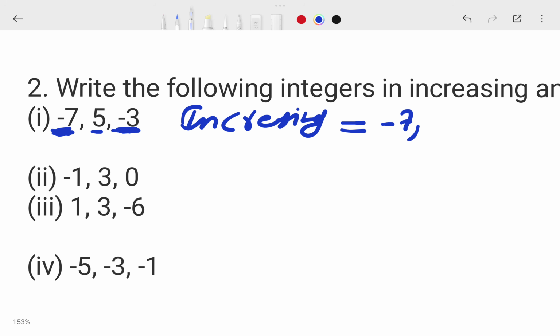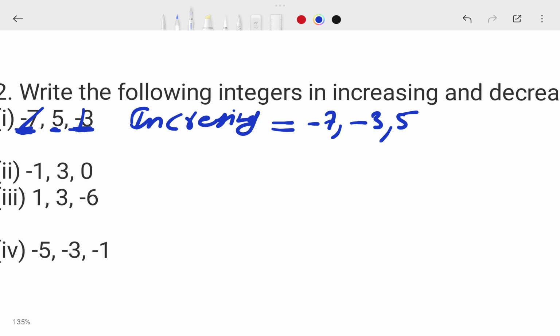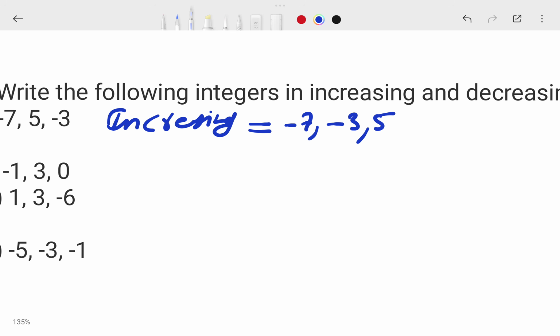After that, this one is cancelled. After it, which is smaller, minus 5 or minus 3? Minus 5 is smaller. After it, which is left? 3, so write the 3. So this is the increasing order. Okay, right. So let's erase it.